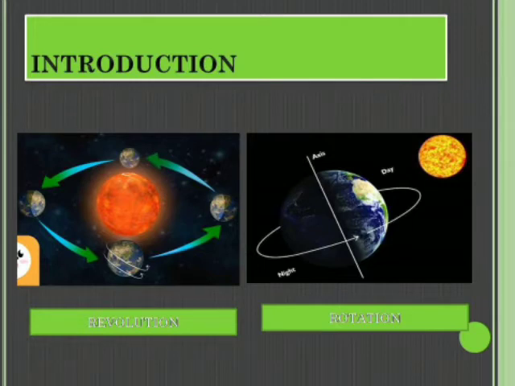Then what is meant by rotation? Rotation means the earth rotates itself. That means for one spin it takes 24 hours to rotate. So for this we get day and night.